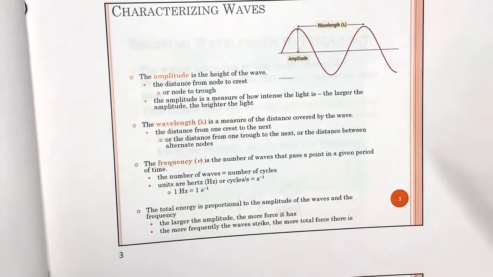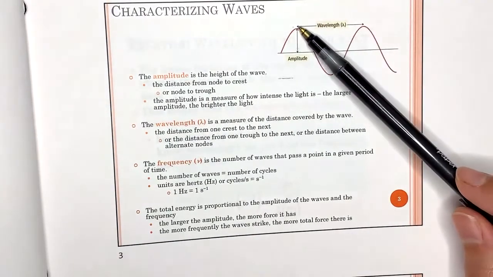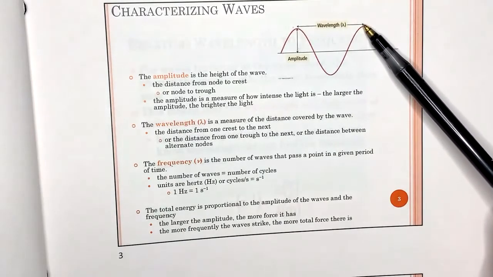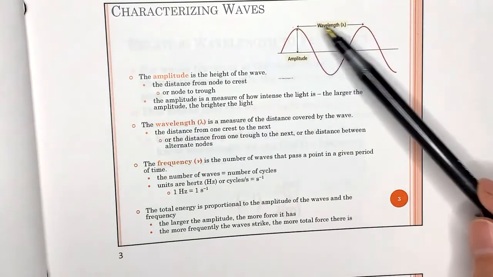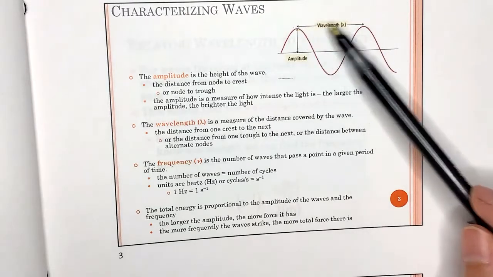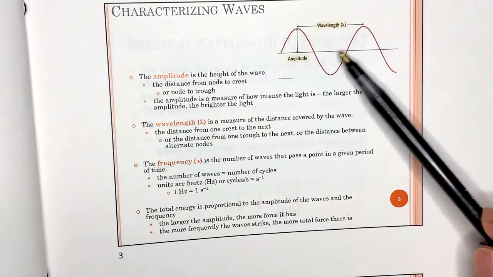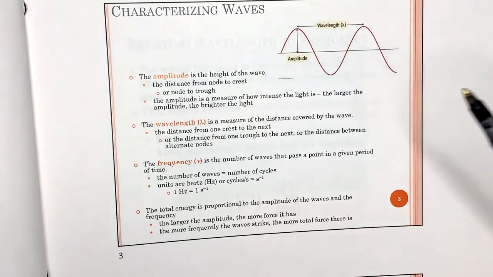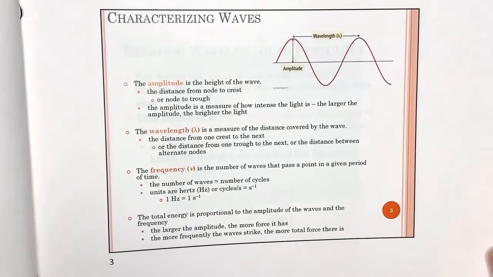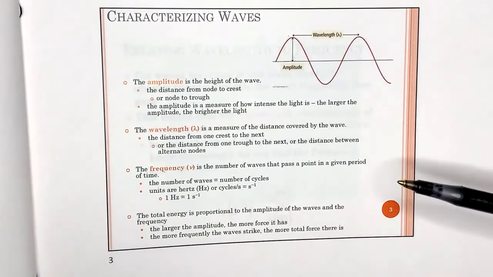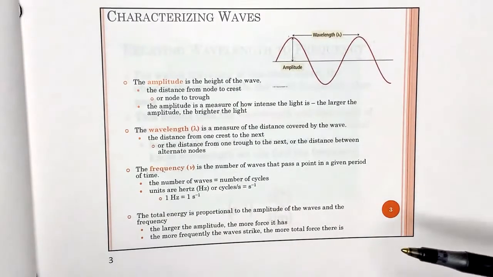Wavelength here is from one peak to another peak, okay? So it's basically how long each wavelength is. It's from one peak to another peak, or one complete loop here. That's the wavelength of one wave, okay? So that's measured in some form of distance. We're usually going to be measuring these values in nanometers, okay? For visible light calculations anyway.